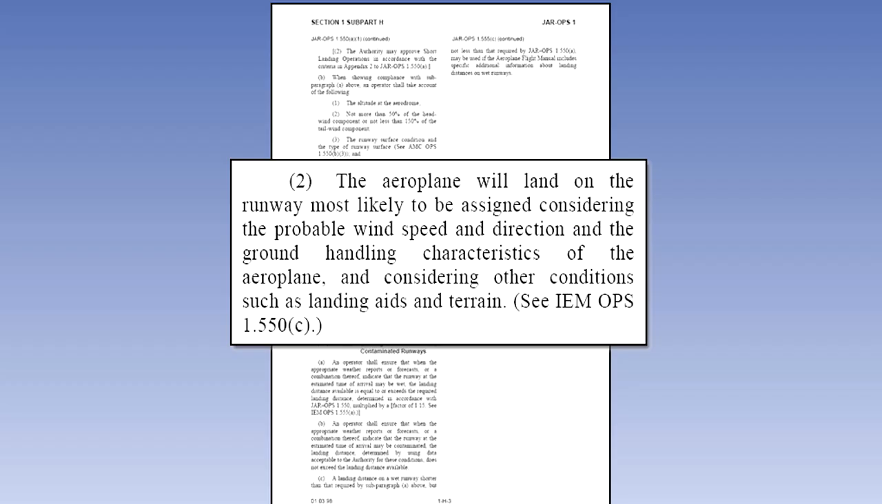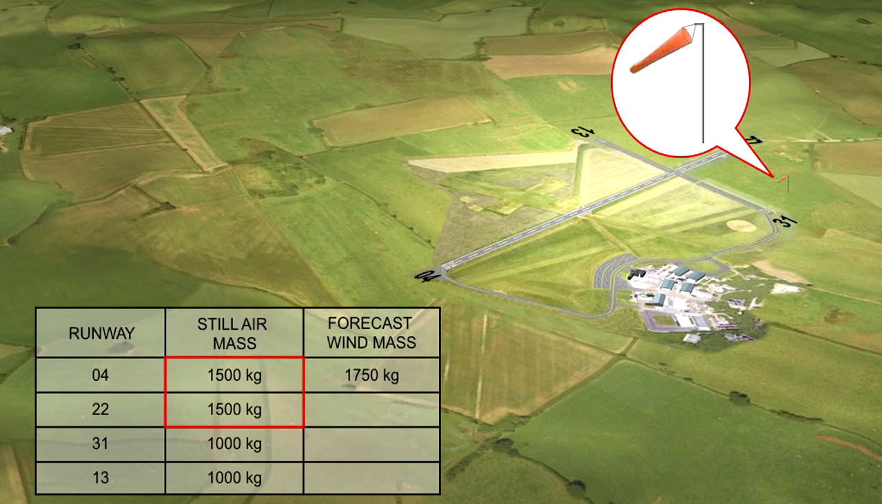The second dispatch assumption is that the aeroplane will actually land on the most likely runway to be assigned considering the probable wind speed and direction. In this case, runway 04 has a strong headwind for the landing, which will allow the aeroplane to land at a much greater mass than if there were no wind. In our example, the headwind has increased the maximum landing mass to 1,750 kilograms.